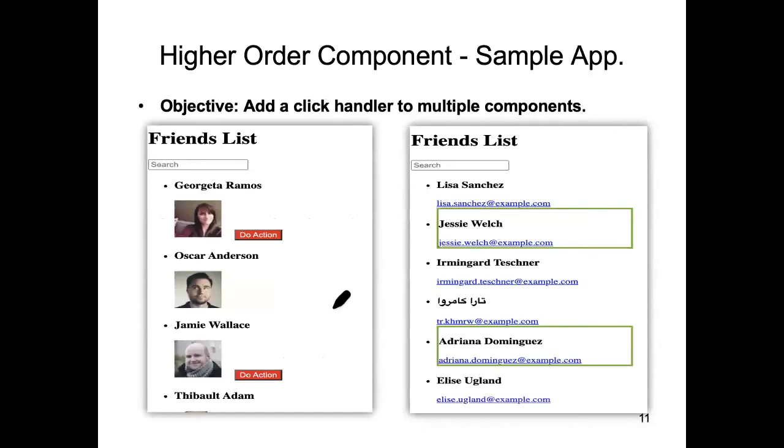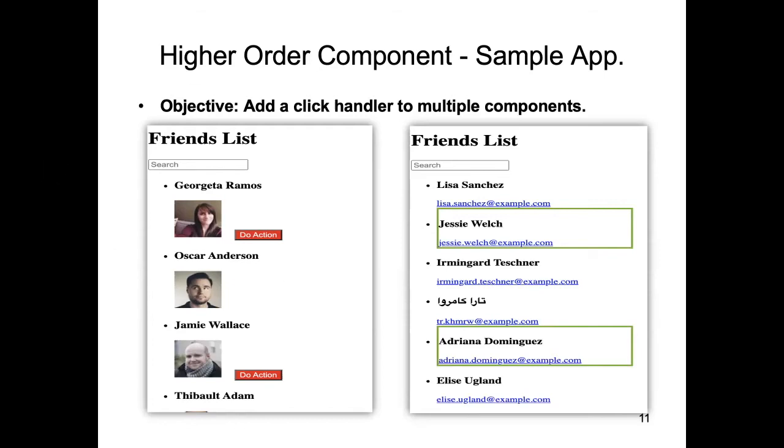So what I decided to do was to stick with the same Friends app, but in this case, what I want to do is add a click handler to multiple components. Now, in my case, the components are the friend components, but it could be any component. Make it clickable. What the component does as a result of it being clicked, that's up to the component itself. But the clickability is something that we can abstract into a higher order component function, as we'll see.